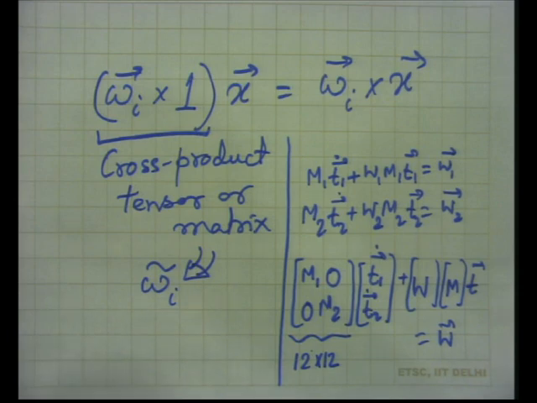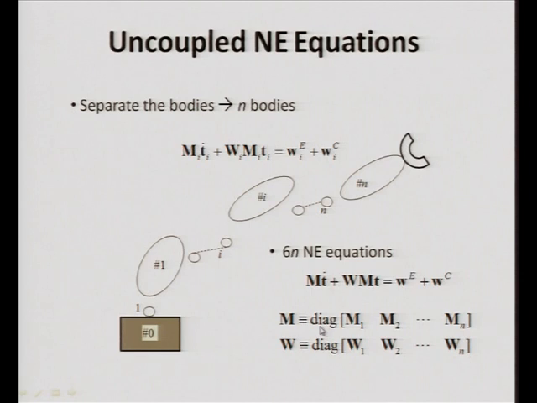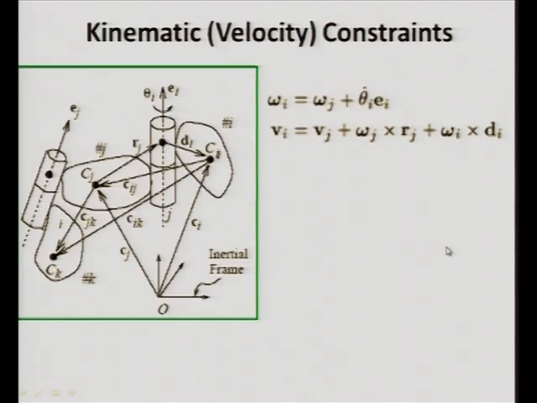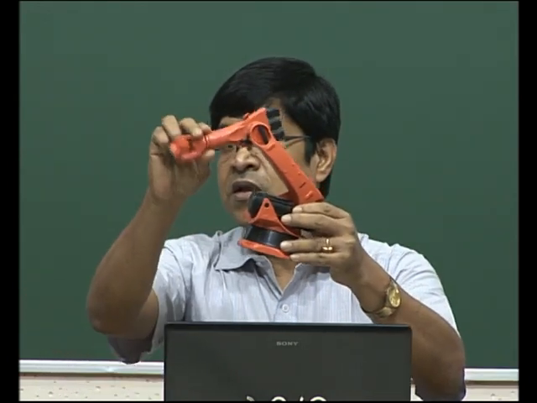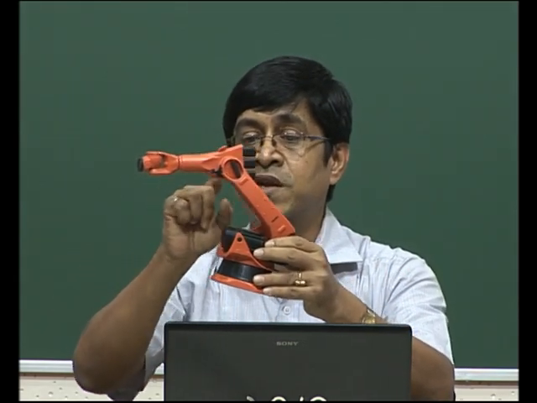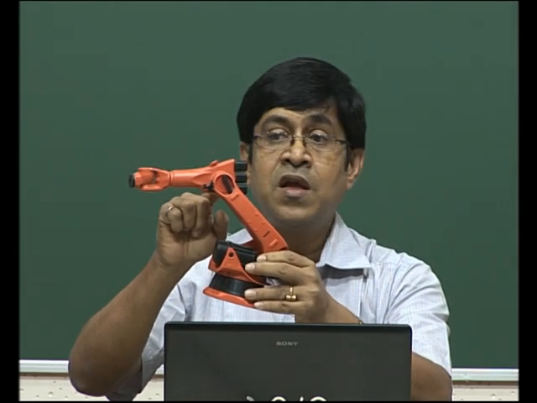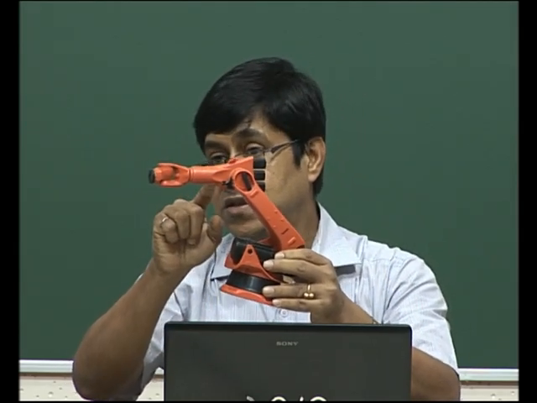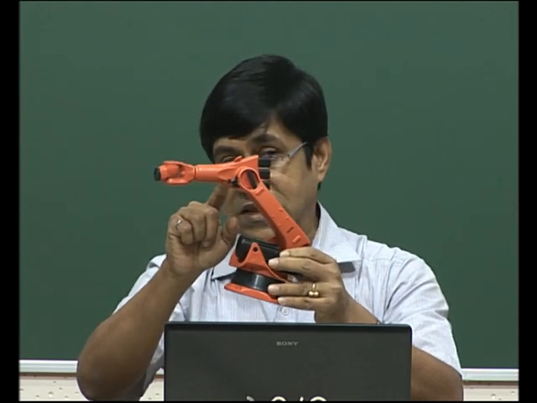So, on my slide this is the one I am showing, this capital M is nothing but the block diagonal of m1, m2 up to mn. Okay. So, so far I have written all these bodies separate, but actually for this robot they are not separate, they are coupled with a revolute joint. So, if the ith body is connected with the jth body by a revolute joint, how can I write its velocities? That will lead to the velocity constraints. So, that is my next slide.